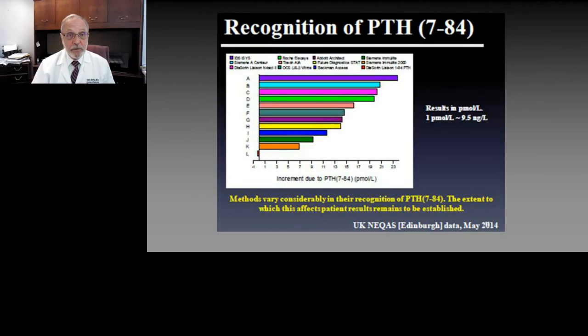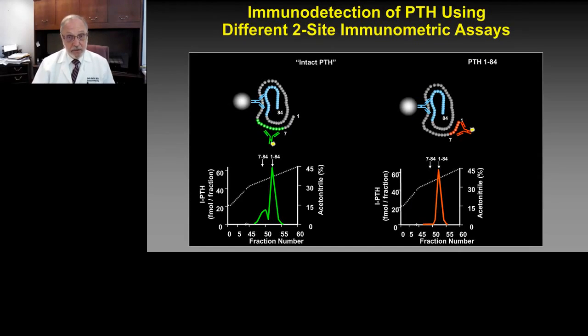So for the even more recent and more comprehensive data looking at the recognition of the PTH 7 to 84 family of peptides by various assays, you can see that it varies quite considerably among all of the commercial PTH assays that are available. So it is possible, and I alluded to this briefly, to exclude all of these 7 to 84 family of peptides from PTH assays, such as the intact PTH assays that I've been mentioning.